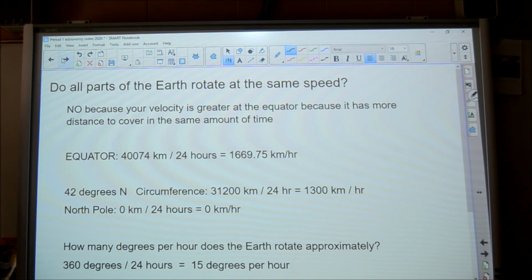Really important for you to know: how many degrees per hour does the Earth rotate? How we do this is a complete rotation is 360 degrees in approximately 24 hours. So 360 divided by 24 is 15 degrees per hour. So the Earth is rotating 15 degrees per hour.